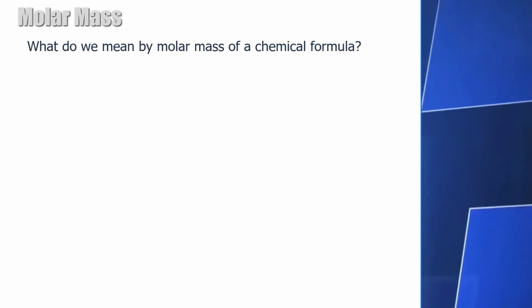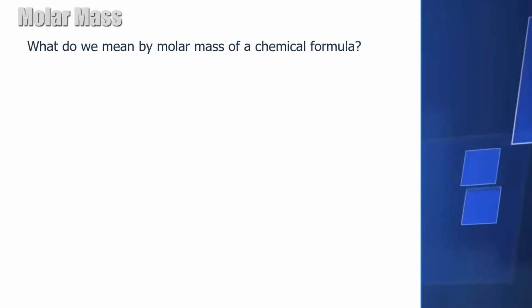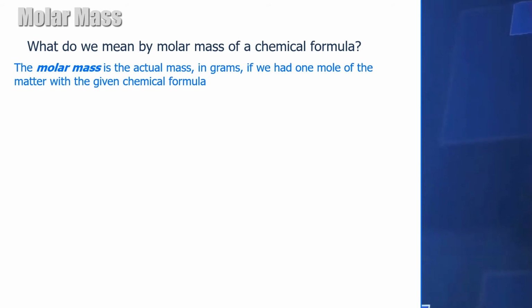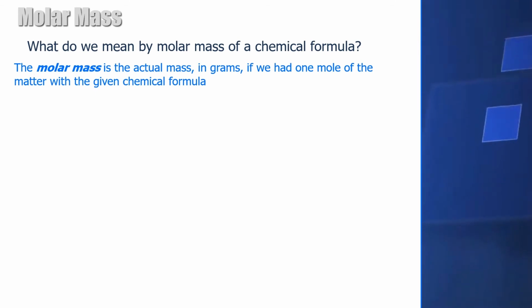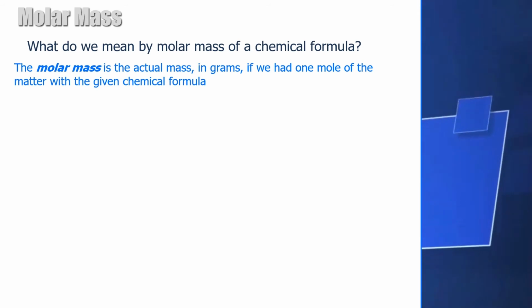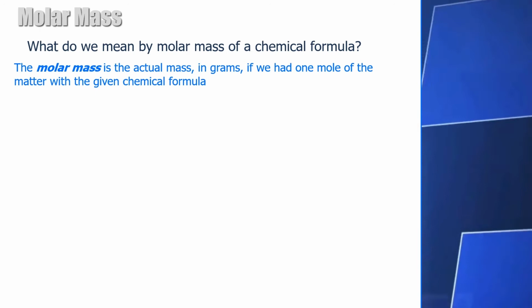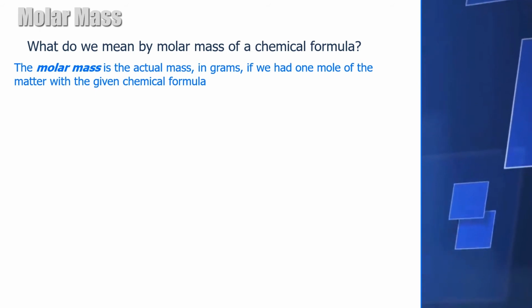Before we can move on to determine the molecular formula, we need to learn how to calculate the molar mass of any given chemical formula. What do we mean by the molar mass of a chemical formula? Well, the molar mass is the actual mass in grams if we had 1 mole of the compound with a given chemical formula. In the case of an empirical formula, this is just a mathematical quantity, but for a molecular formula, this molar mass is the actual mass of 1 mole of the compound.